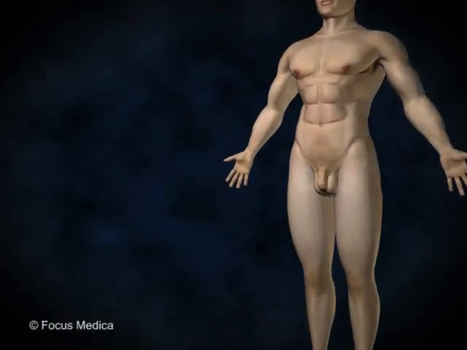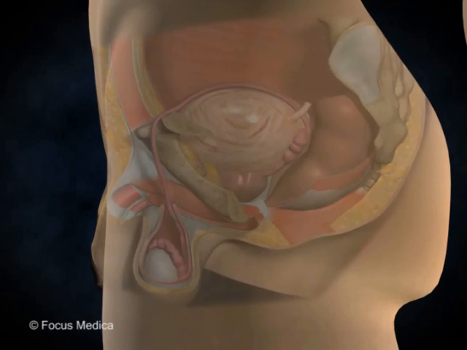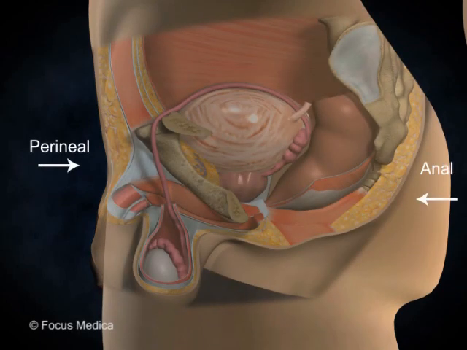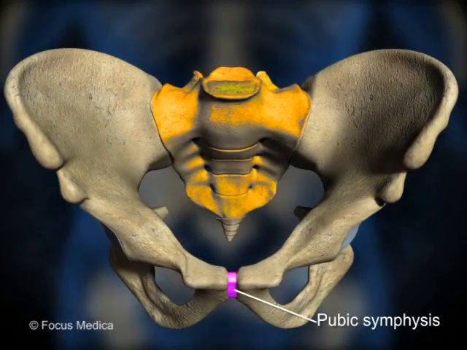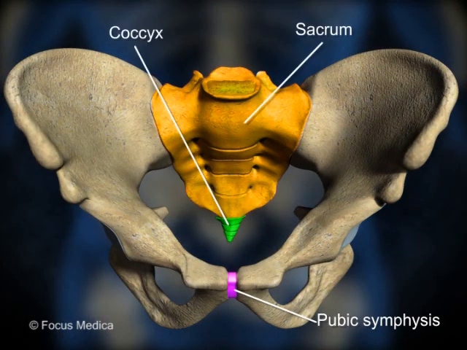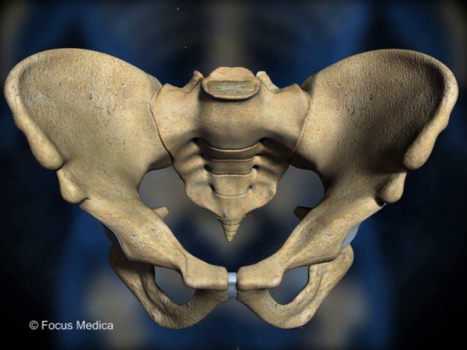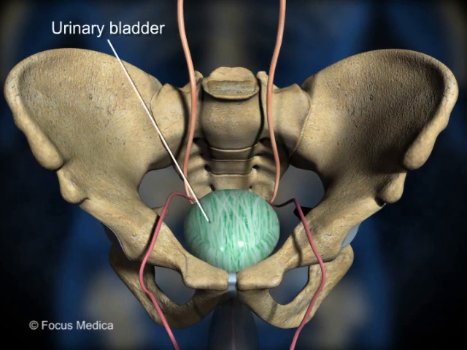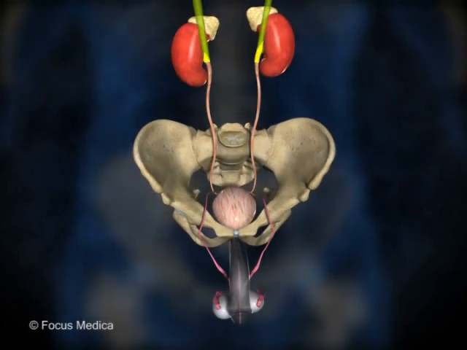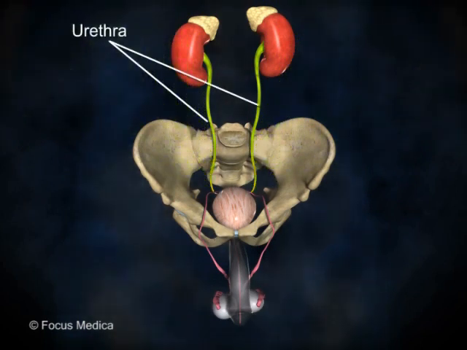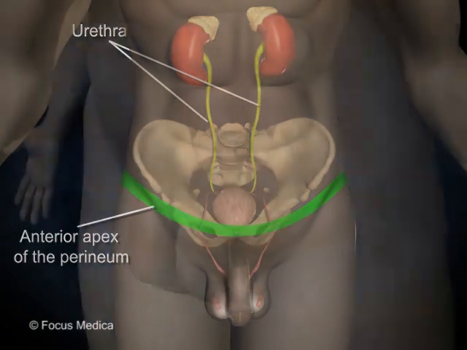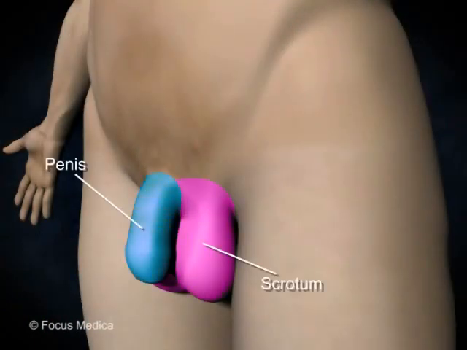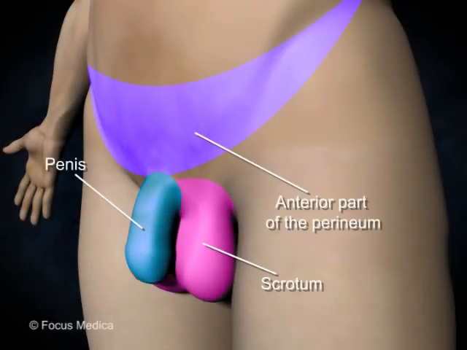A sagittal section of the male pelvis shows the pelvic viscera in the perineal and anal regions. The pubic symphysis and the sacrum with coccyx can be appreciated in front and behind. The urinary bladder is immediately behind the pubic symphysis. The urethra runs downwards from this organ to the anterior apex of the perineum. The penis and scrotum are seen in the anterior part of the perineum.